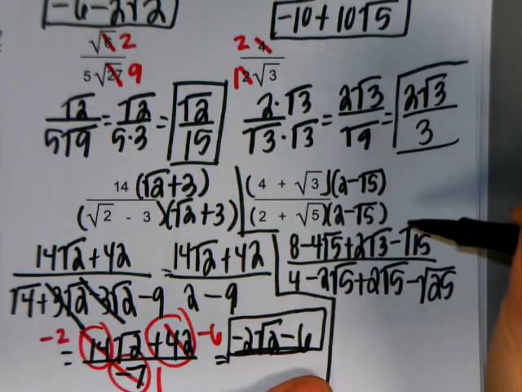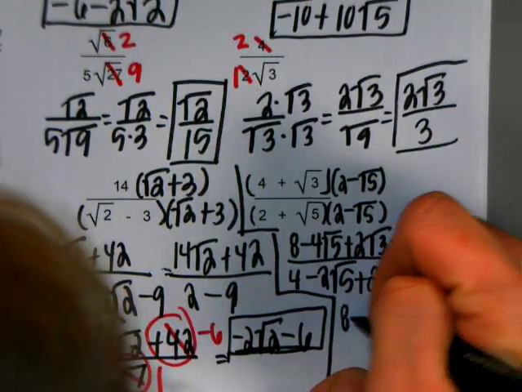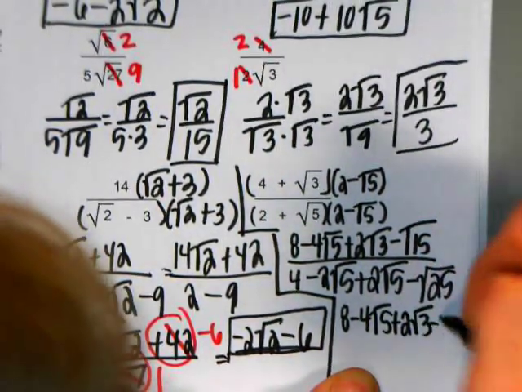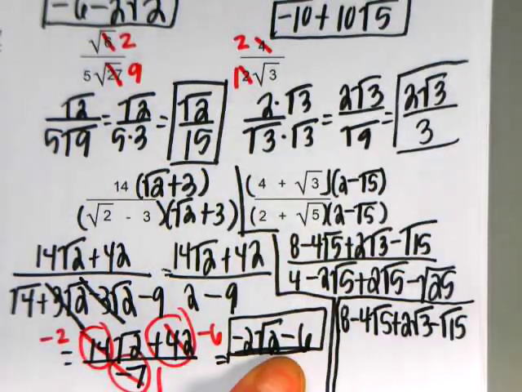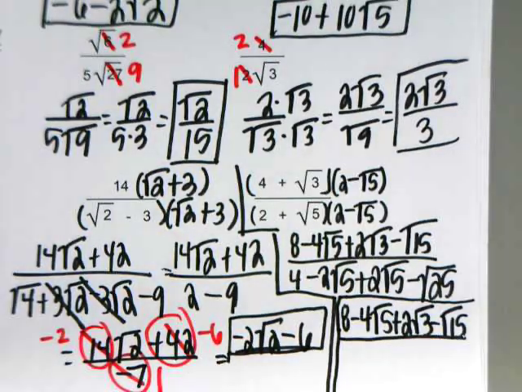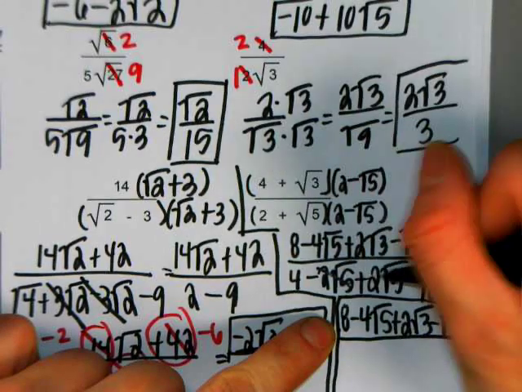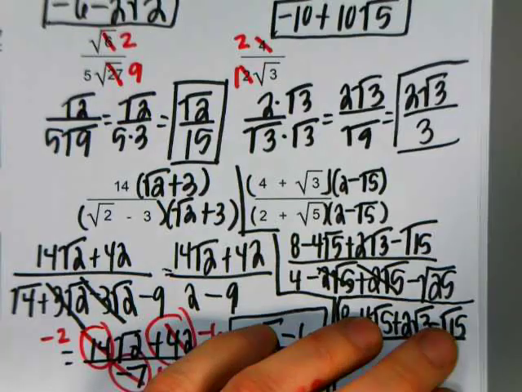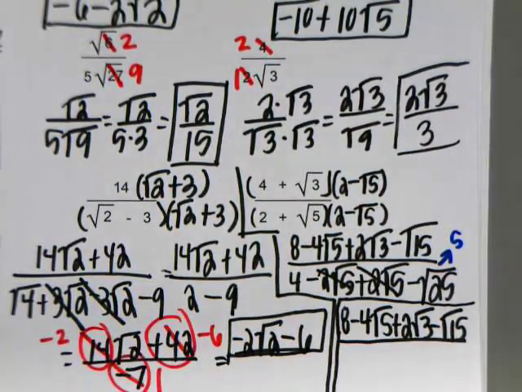All right, here, we don't have anything that can combine on the top. So we're going to keep the top the same. 8 minus 4 radical 5 plus 2 radical 3 minus radical 15. And I'm just going to finish it off. So here at the bottom, negative 2 radical 5 and positive 2 radical 5 cancel. Square root of 25 is just 5. So 4 minus 5 is negative 1.